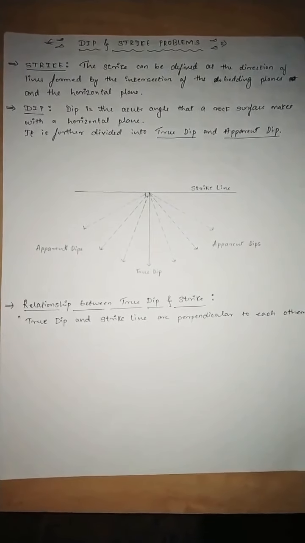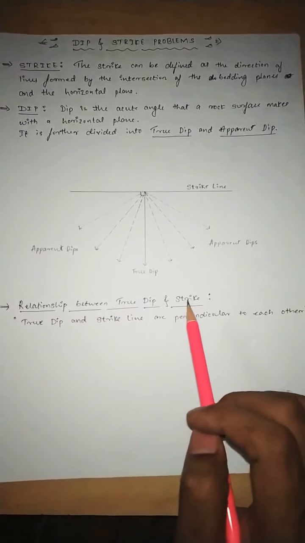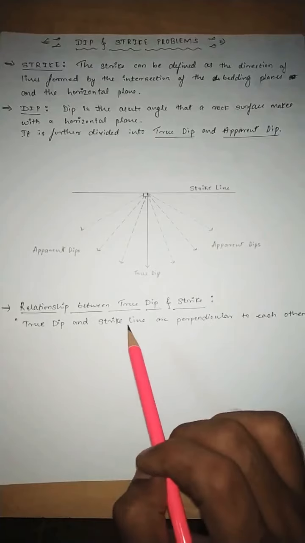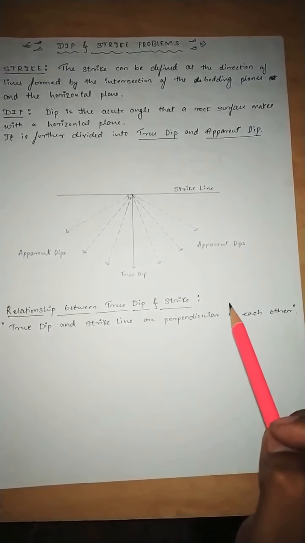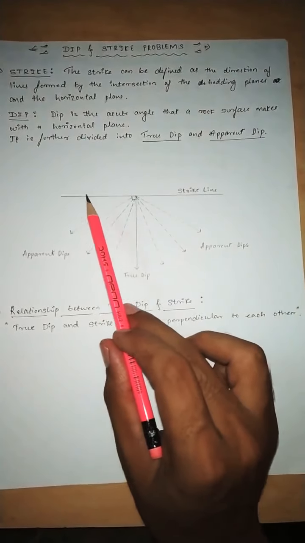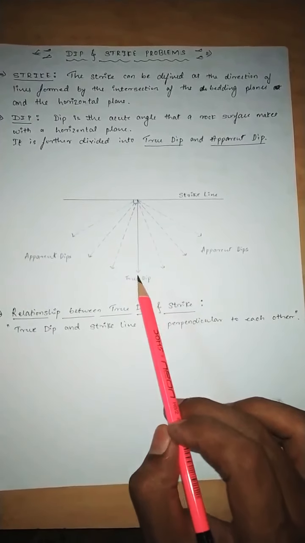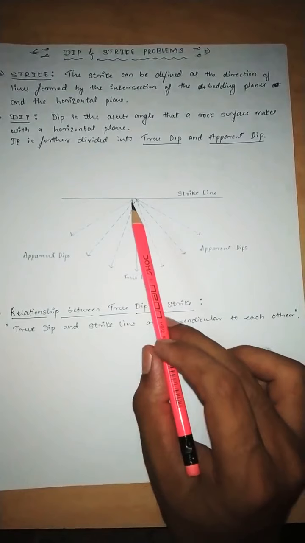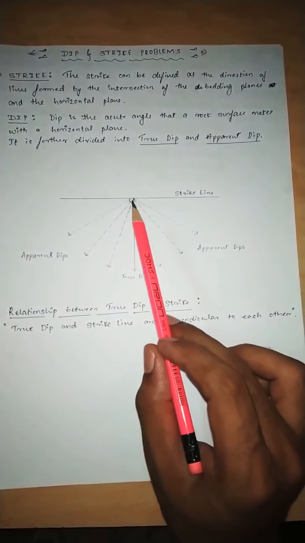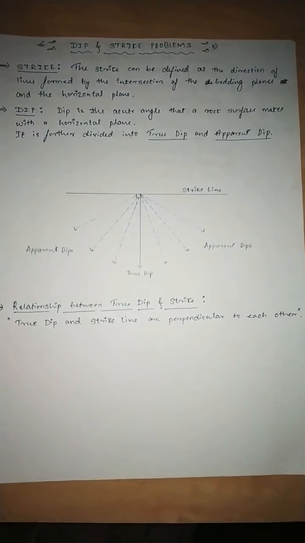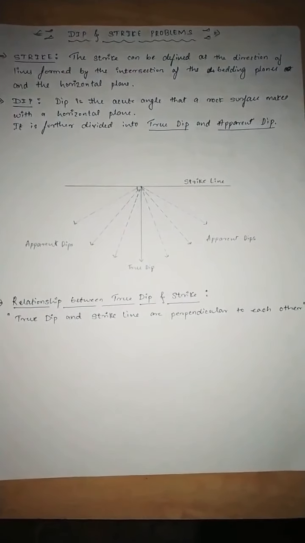Next is the relationship between the true dip and strike. True dip and strike are perpendicular to each other. You can see in this figure, this is the strike line and this is the true dip. The strike line and true dip are always perpendicular to each other. This is how they are related to each other.